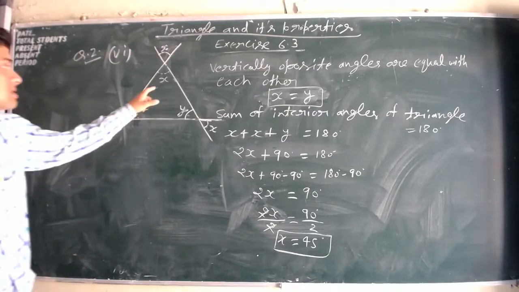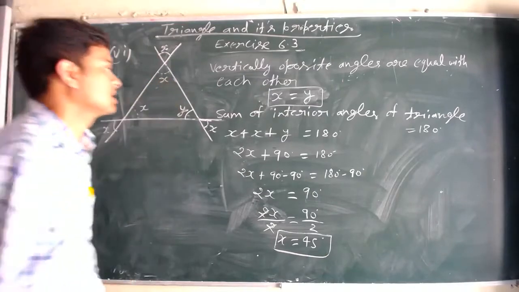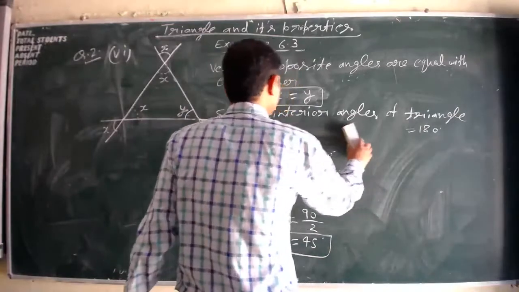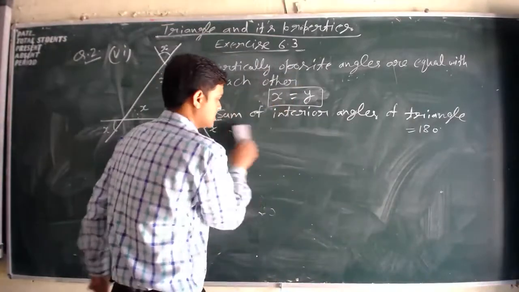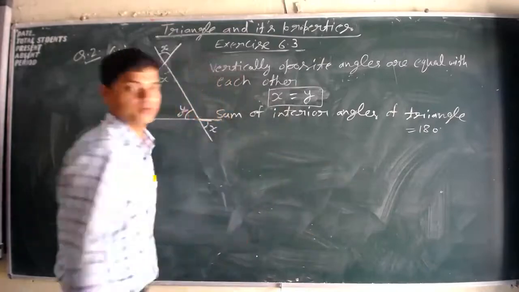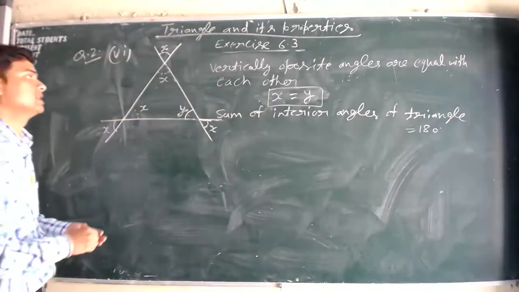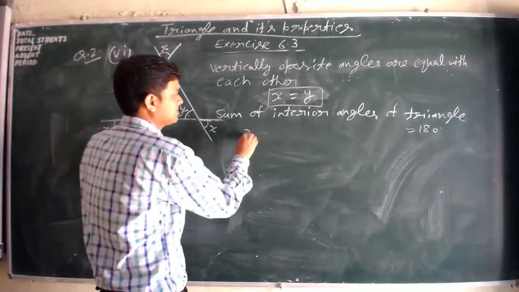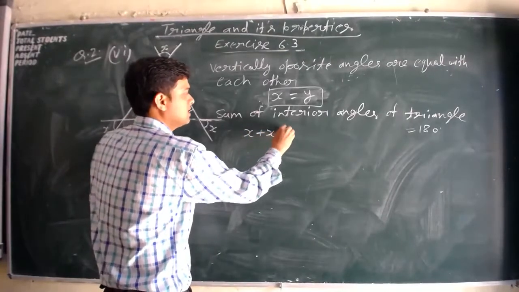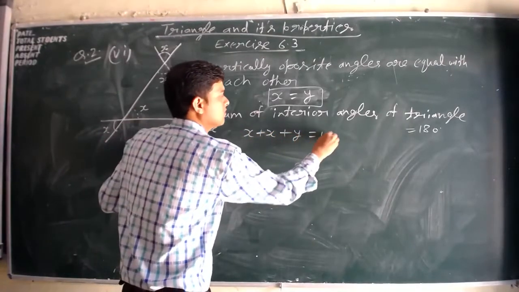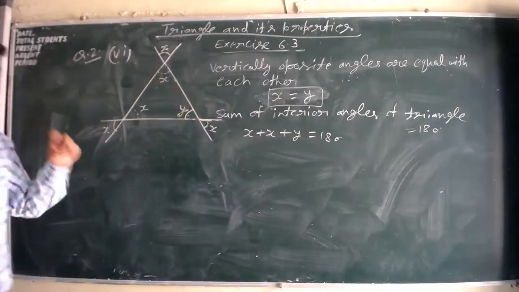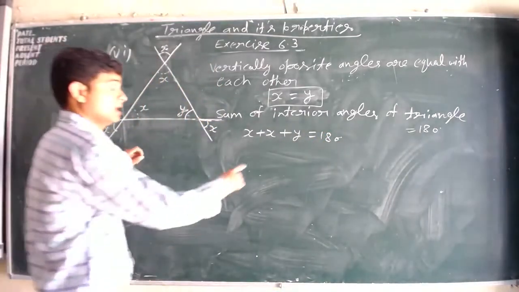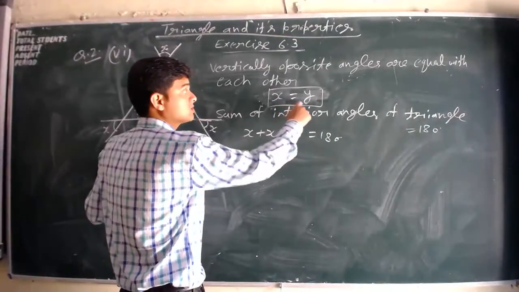Now the sum of these three angles. These three are the interior angles of a triangle. So the sum of these three angles is equal to 180 degrees. It means x plus x plus y is equal to 180 degrees. ये मैंने statement लिख दी है. Now the value of y should be equal to x.